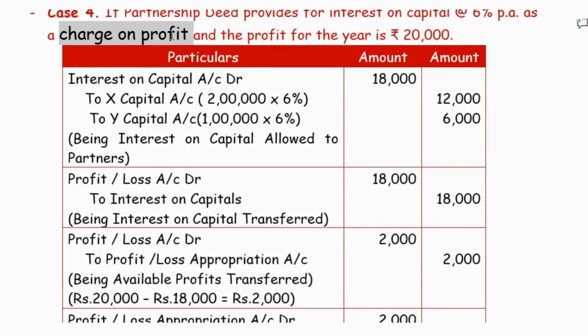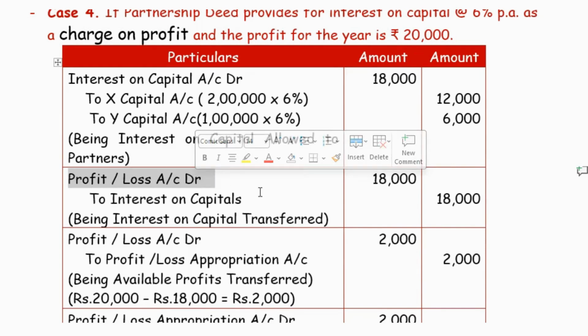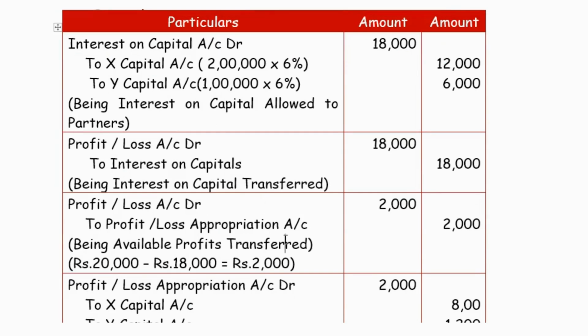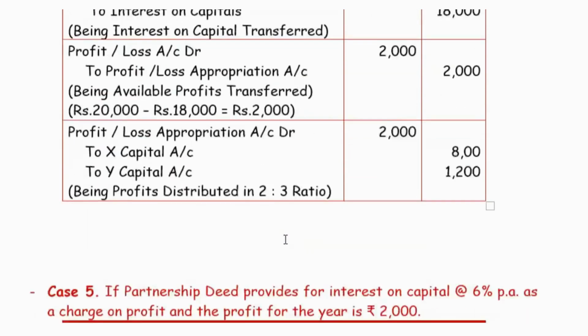The charge on profit means the interest on capital is to be fixed in the normal profit or loss account itself. After adjusting there, only the available profit is to be transferred to the profit or loss appropriation account.